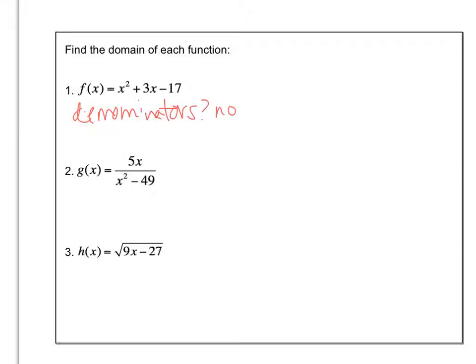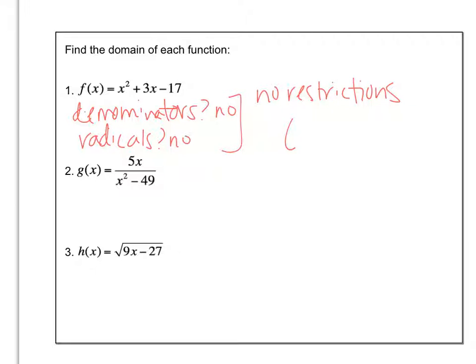Do we have any radicals? Nope. So then there are no restrictions, which means your domain, what you can plug into that function, you can plug in any number you want, and you're going to get an answer. That means all real numbers, and we're going to write that as an interval. So our domain is from negative infinity up to positive infinity. That's your answer for the first one.